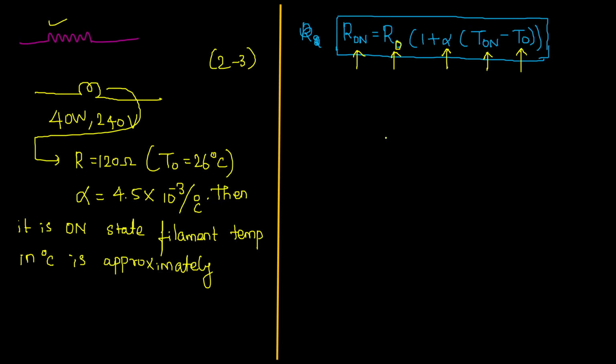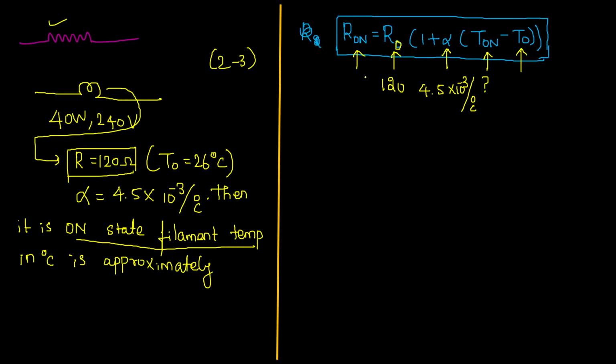Shall we substitute? What have they asked in the question first? The value of the on state filament temperature is what we need, that is T on. Has the value of alpha been given? How much is it? 4.5 into 10 power minus 3 per degree Celsius. Yes, sir. Similarly, what is given for R0? R0 is the rated value of the resistor initially. That is also given, 120.